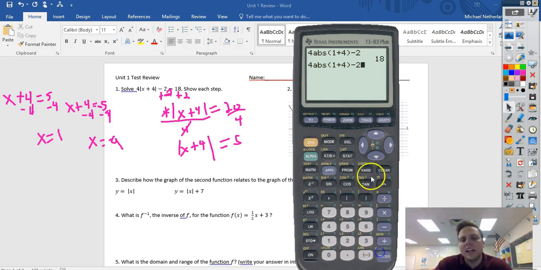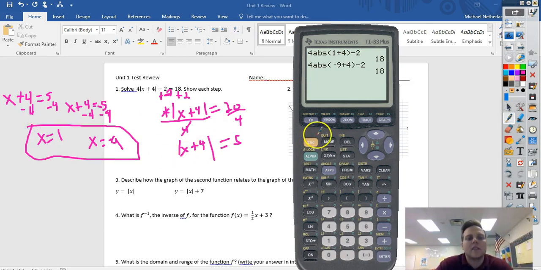Now we're going to check again, but this time instead of plugging in a 1, we're going to plug in a negative 9. Second, insert the negative sign, 9, press enter, and I get 18 again. So both of these are good. Neither one of them was extraneous. So my answers are x equals 1, x equals negative 9.